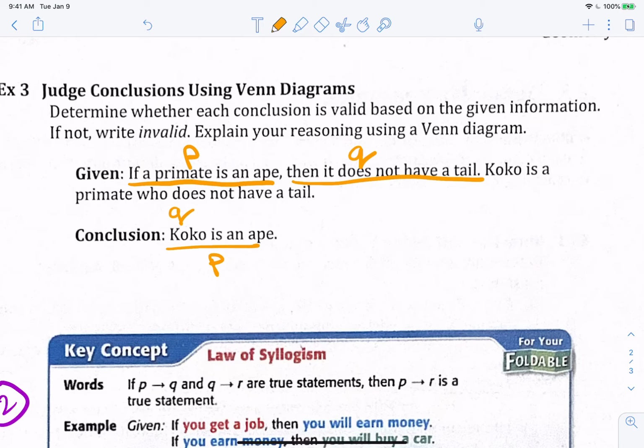It's invalid. Then this part is P, so do I necessarily know that it goes in reverse? I know that if P then Q. I know that this happens. If P then Q. But I do not necessarily know that the reverse happens. So Q and then P does not work, so this is invalid.